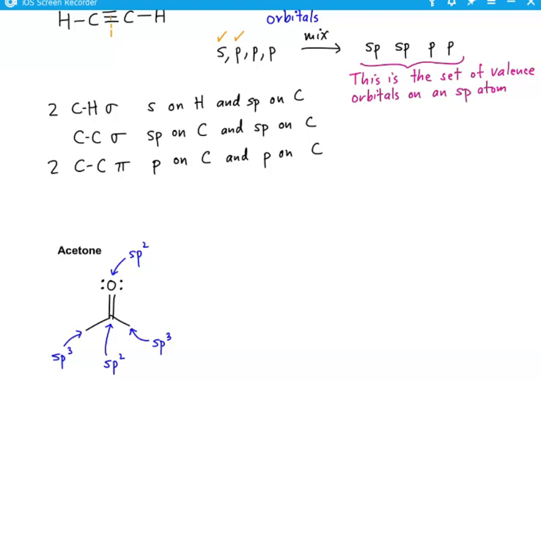Now, in addition, here in acetone, we have lone pairs to worry about. So the lone pairs also have to go somewhere. They have to be in an orbital. So see if you can figure out the orbital that they're in.